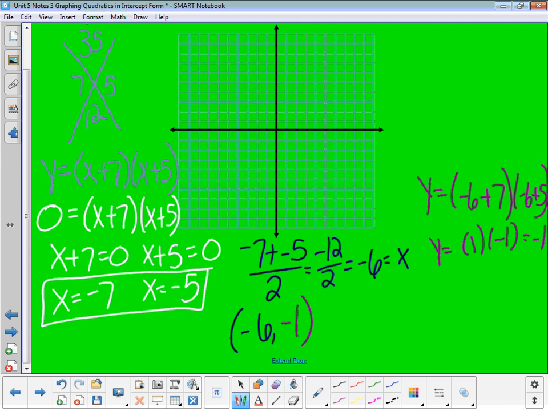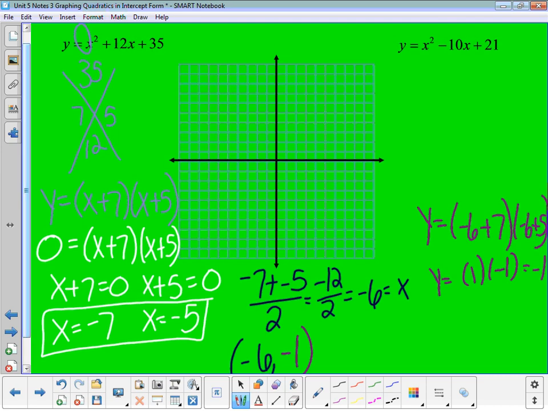So let's go ahead. Now we're going to plot that point. Negative 6 is going to be left 6, and then down 1 on that graph. From there, I know my x-intercepts are going to be at negative 7 and negative 5. So I'm going to find those two points on the x-axis and graph them. And voila, I have my parabola.